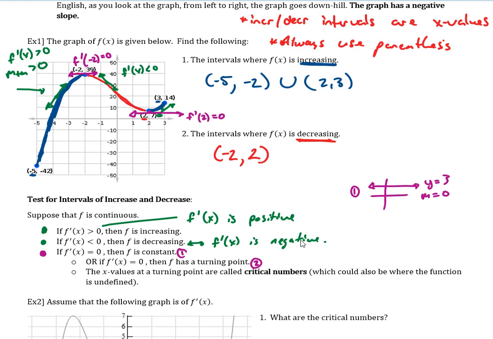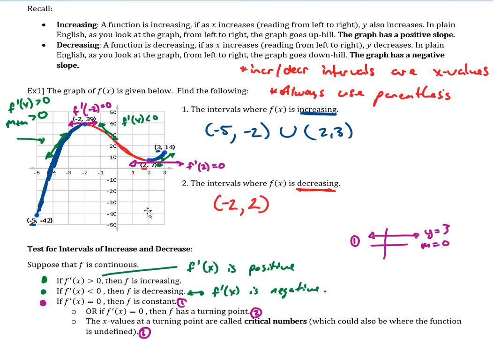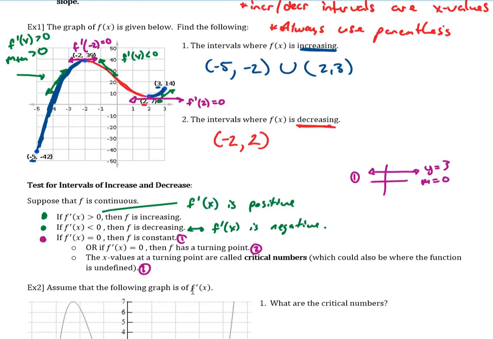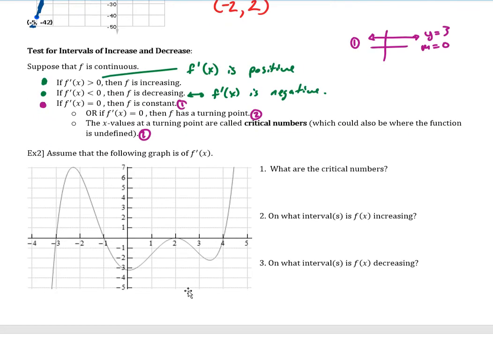Okay, and then one other thing, so this is part of number 2 really, just kind of getting it on the graph. The x values at the turning points are called critical numbers, which could also be where the function is undefined, so we do have to be careful of that. So turning points, critical numbers. Also, if it's undefined, we would have those as well, so we'll see that eventually. Okay, so that's all of our information with graphs. So notice this derivative is connected to f based on the sign of the derivative. Okay, so let's see one other example here. Now, with this one, it says assume the following graph is f prime of x.